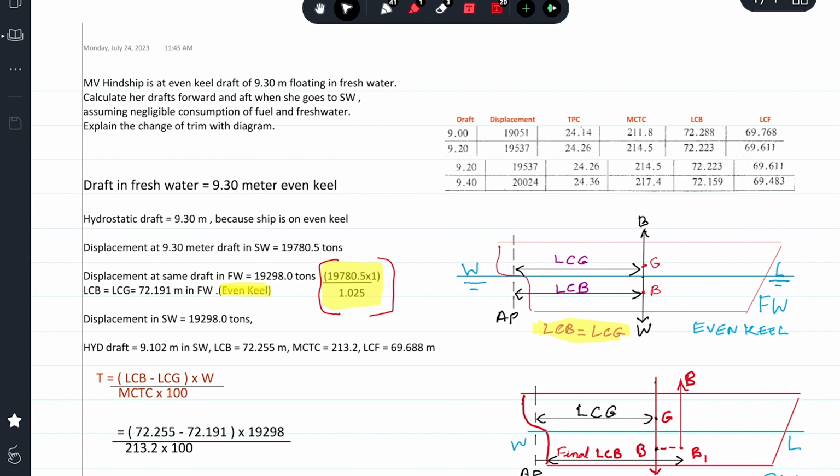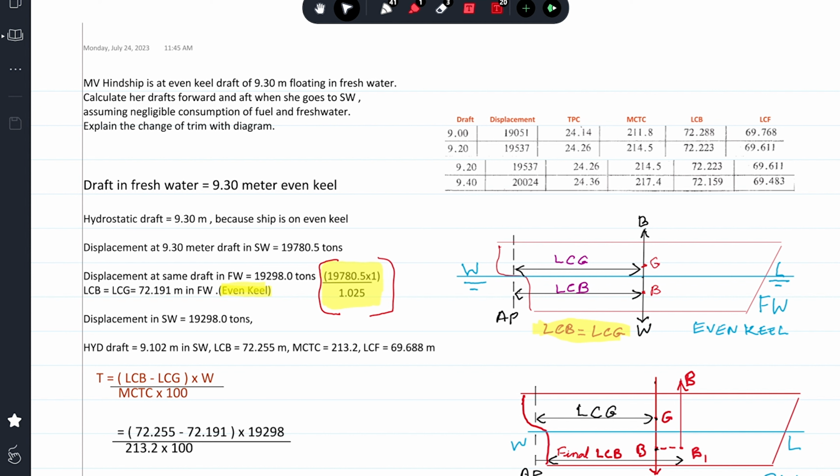So this is a concept clearing question, that what happens when the density of the seawater changes. So a ship is loaded in fresh water in a river port, and the sailing draft in the river port was 9.30 meter even keel. So she sails out of the river port and enters into the open sea where the density changes to salt water. How will the trim and forward and aft draft change?